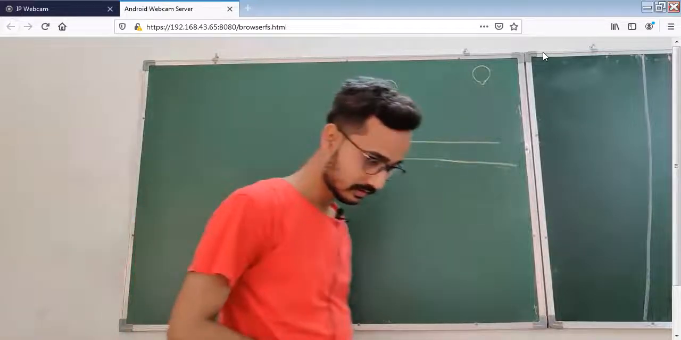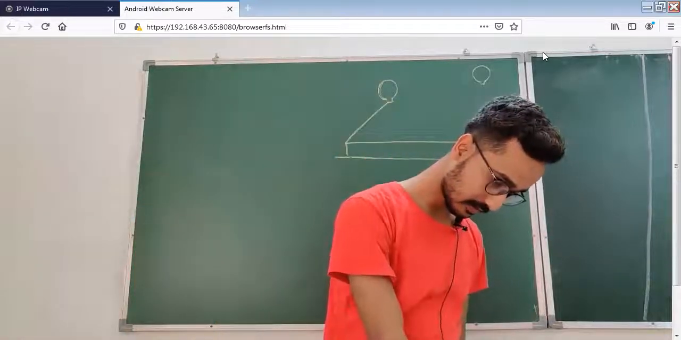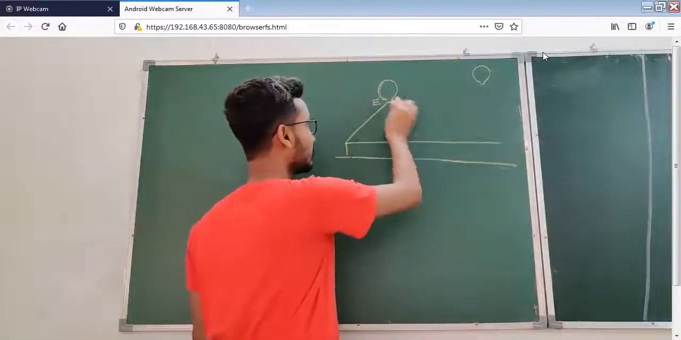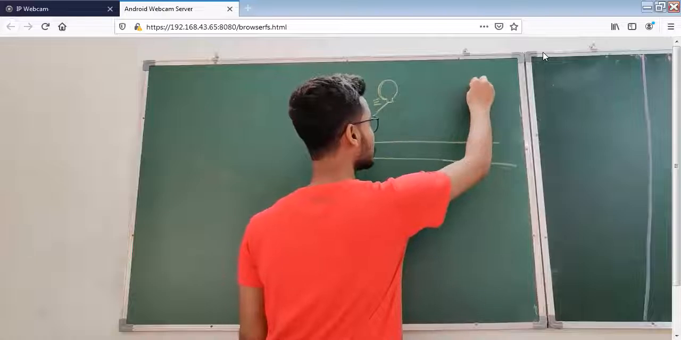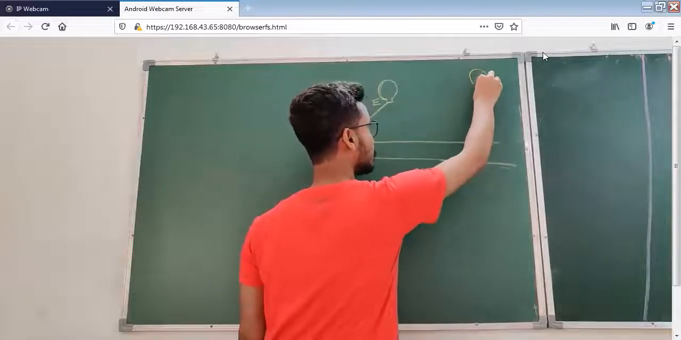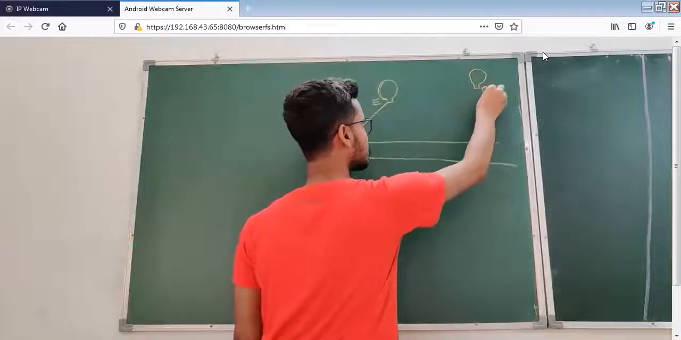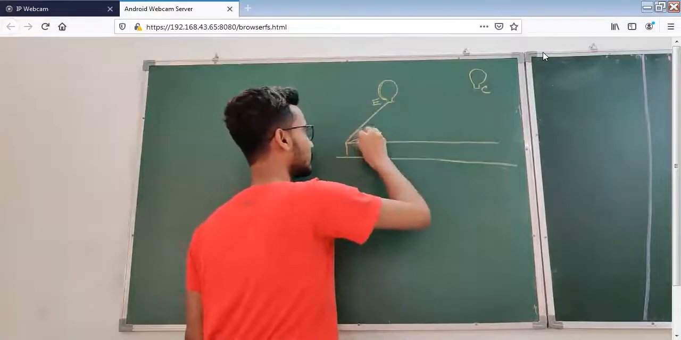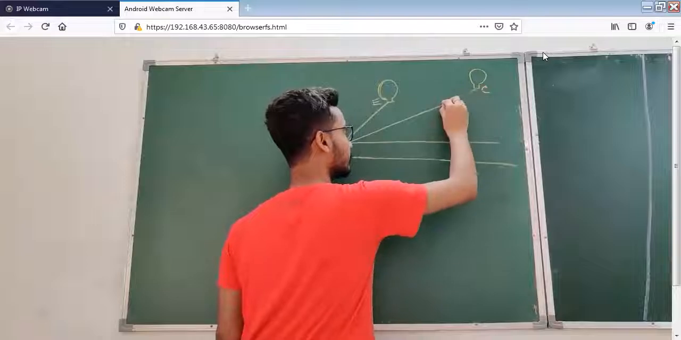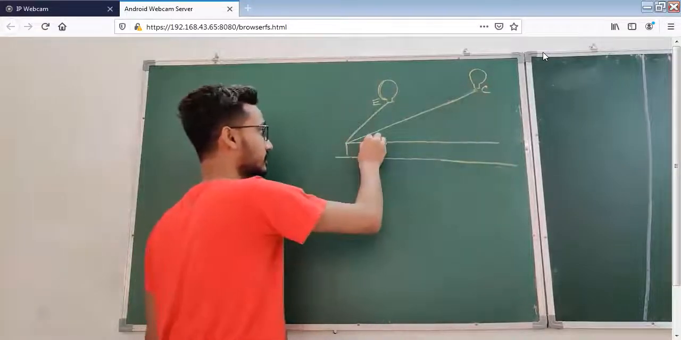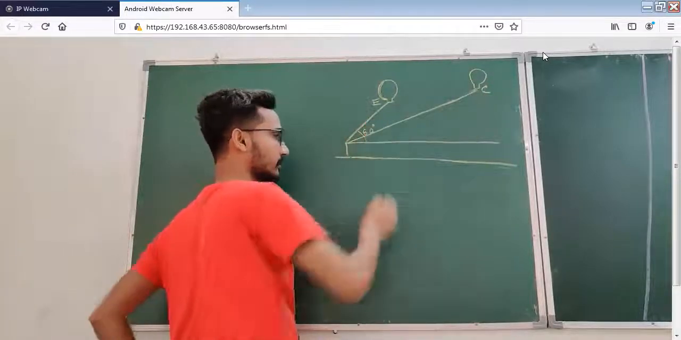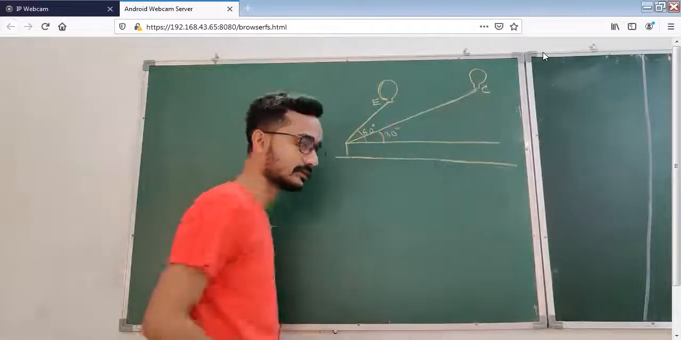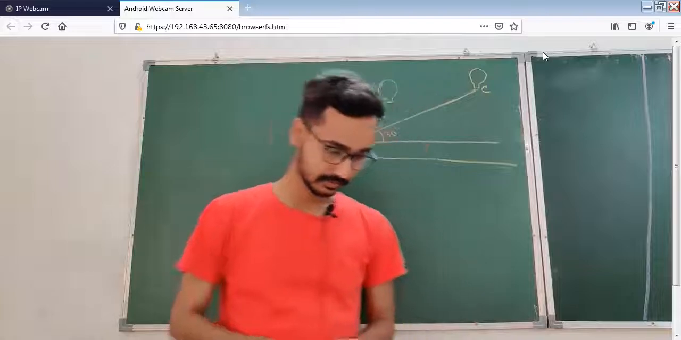Now when the balloon, suppose this is the position E. Now when the balloon moves from E to this position, suppose this is the position C, then the angle of elevation will decrease to 30 degree. Now the angle of elevation will be 30 degree. This is 60 degree and this is 30 degree.